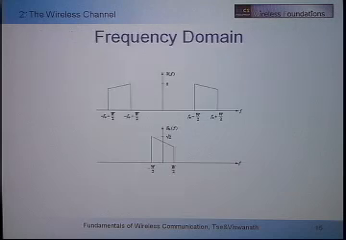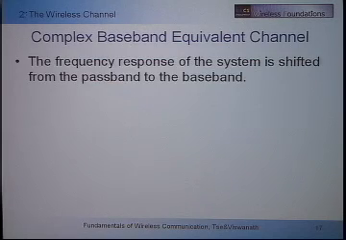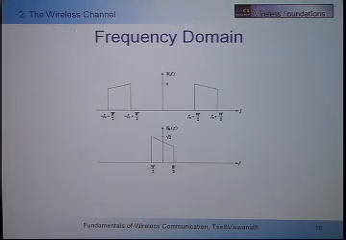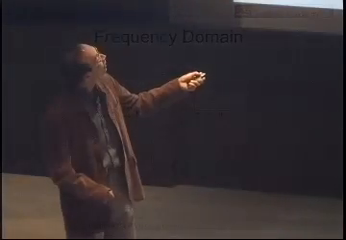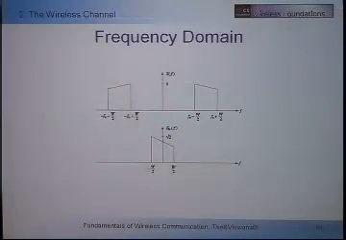Okay, so that's the picture. Now we have to ask ourselves, what does the channel look like from the baseband point of view? You can look at this picture. I start with the baseband signal. I convert it to a passband signal. I send it over the air. So over the air means what?